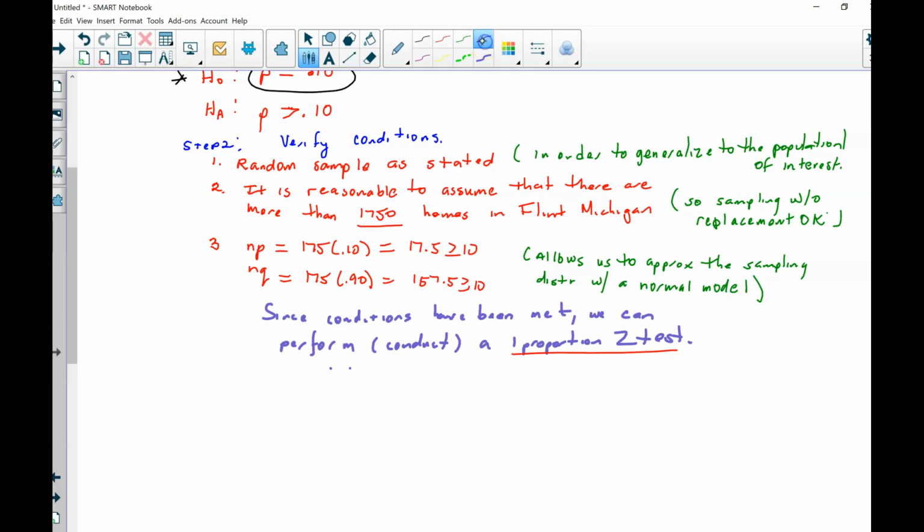So now we are up to step 3, where we actually do the calculations.